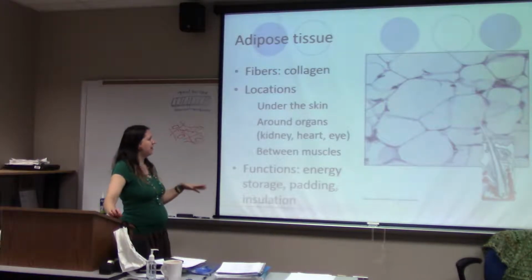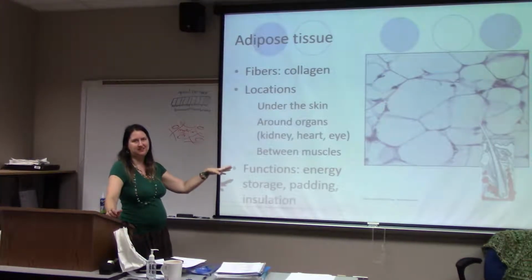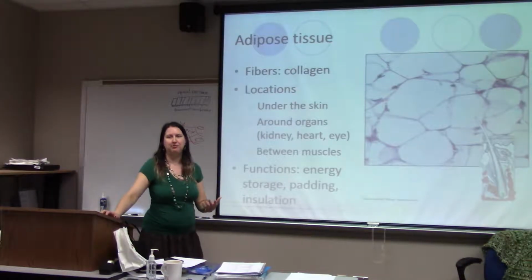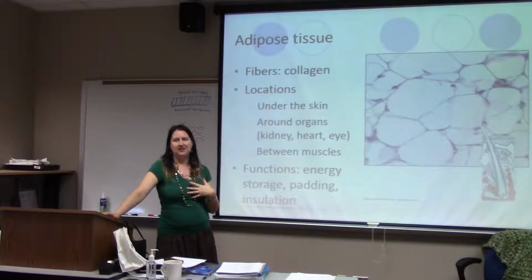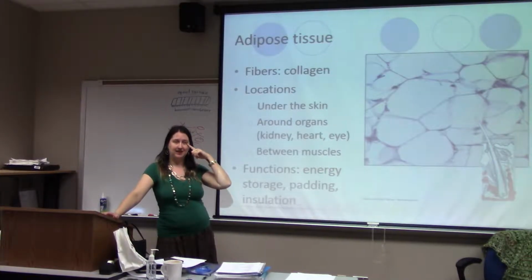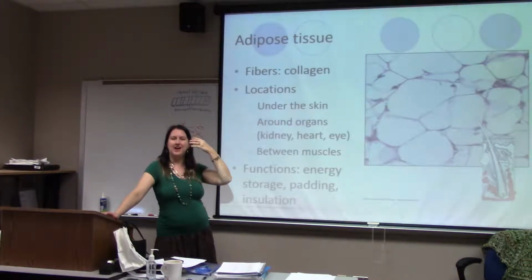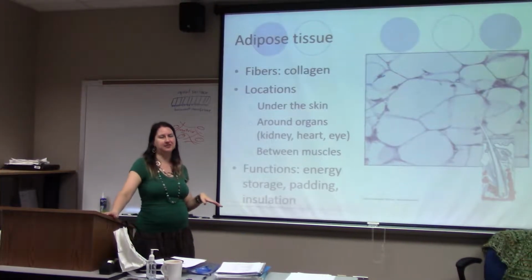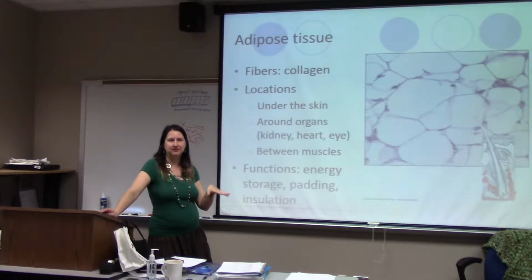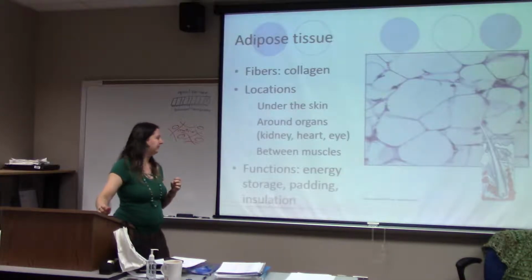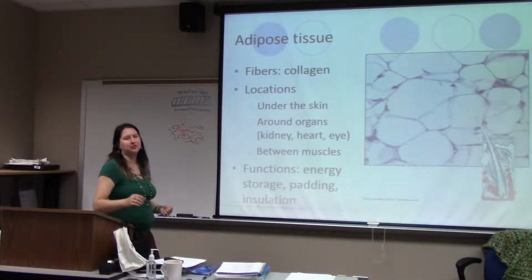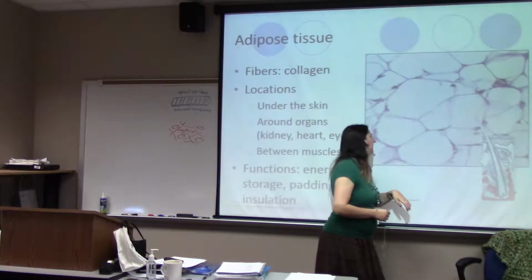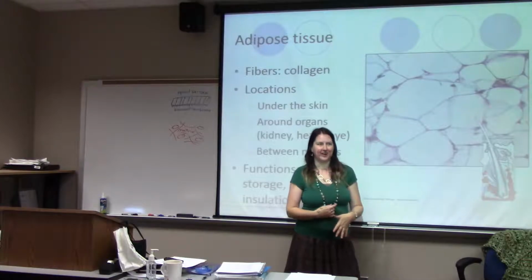Adipose has collagen fibers. Often you can't really see them on the slides. Adipose tissue is found under the skin and around some organs like the kidneys, the heart, and behind the eyes, so that if you bump your eye, there's some padding behind it to keep it from hitting your eye socket. There's also some adipose tissue between muscles when there's more space there, so you need to fill it with something a little more sturdy but still flexible. So, adipose tissue stores energy and provides padding and insulation. That's all provided by triglycerides.